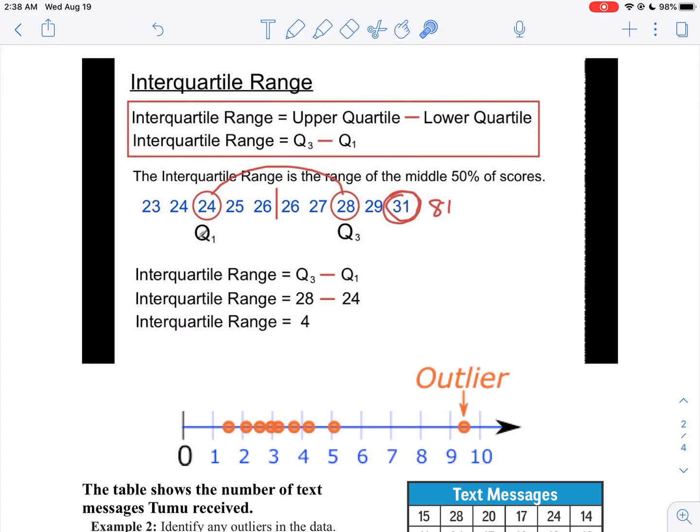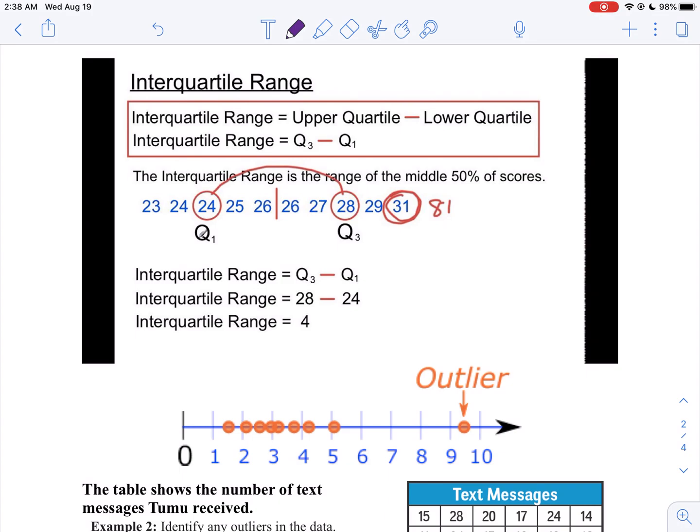Another vocabulary term is something called an outlier. An outlier is a data point that just doesn't fit with the rest of the data points. It's really, really big or it's really, really small. Now, in statistics we do have a formula, although I like really, really big or really, really small. You can justify it that way.